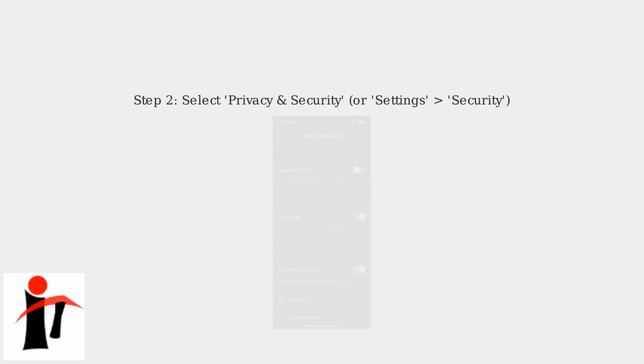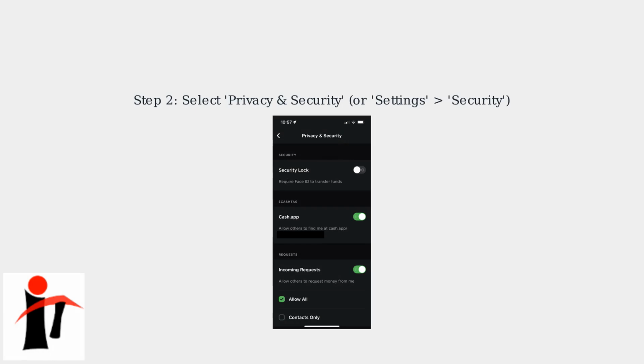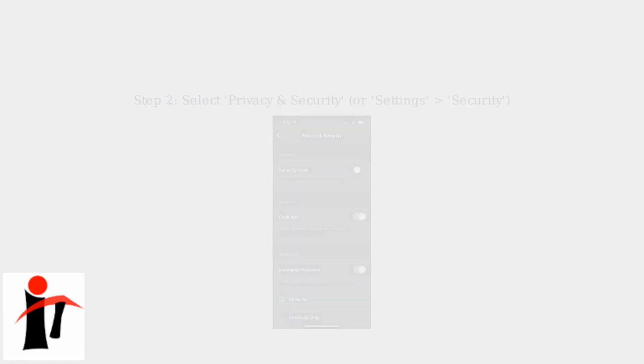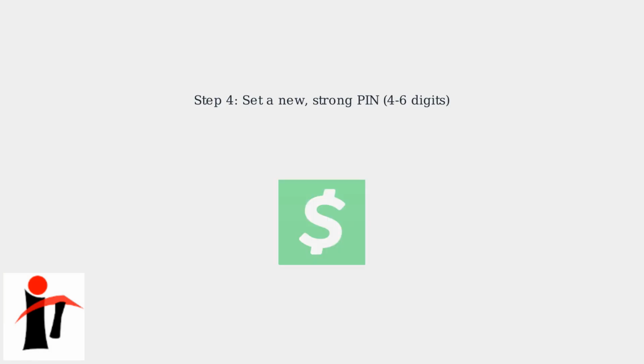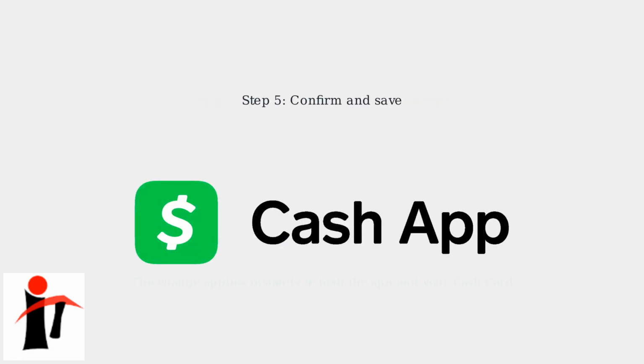security. To change your Cash App PIN, first open the Cash App and tap your profile picture in the top right corner. Next, select Privacy and Security from the menu, or go to Settings and then Security. Then, choose Change PIN and enter your current PIN for verification. Now, set a new PIN that is 4 to 6 digits long and choose a strong combination. Finally, confirm your new PIN and save the changes. The update applies instantly to both the app and your Cash Card.